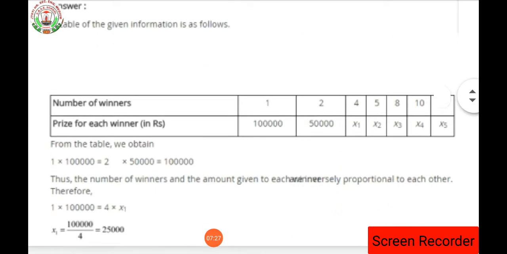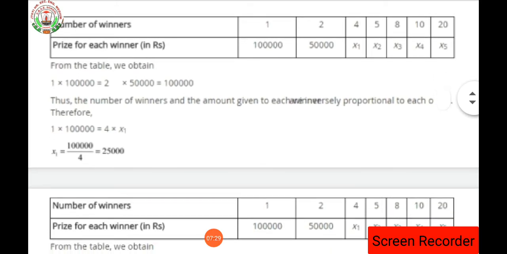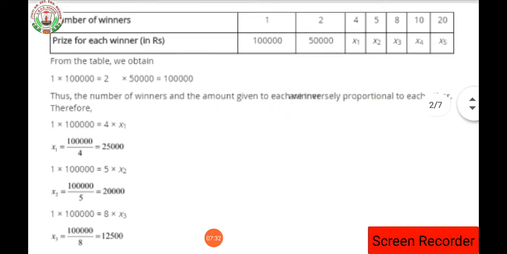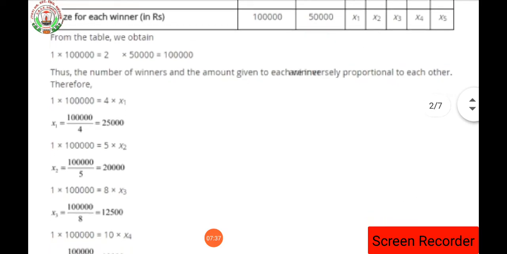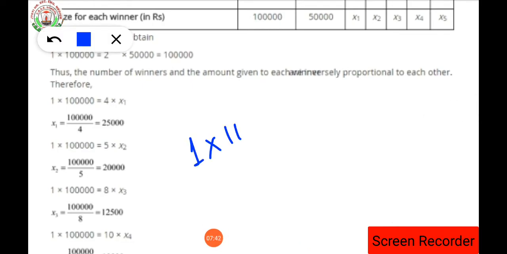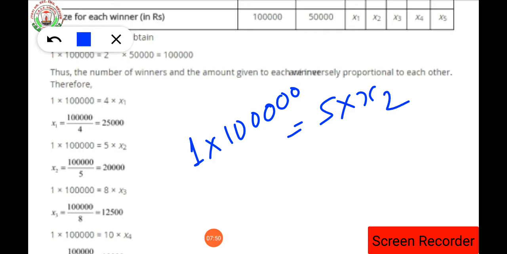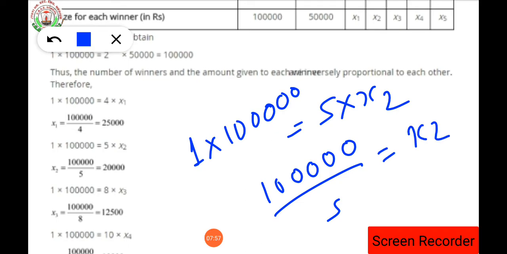So this is the part. Then in the same way we are going to solve for the second, that is 5 and x2. Let's see the solution for 5 and x2. Here we have x1 as 1, y1 as 1 lakh, is equal to 5 into x2. Then to find the value of x2, 1 lakh will be divided by 5, is equal to x2. So we will get the value 20,000 is equal to x2.